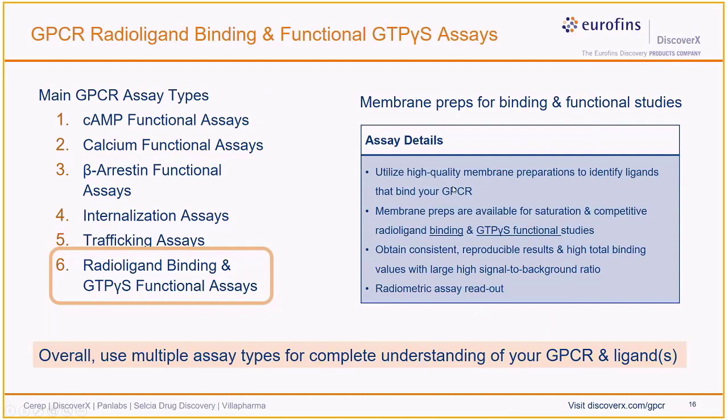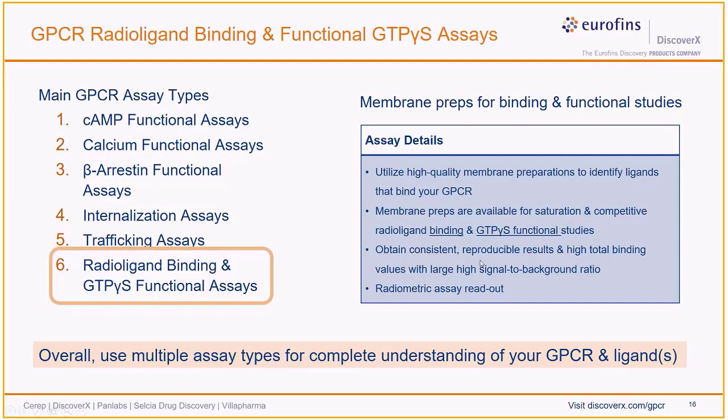And then finally, we have our membrane preps. These membrane preps are used for doing radioligand binding and GTP gamma S functional assay type of studies. They're single use, just like our assay ready kits, high quality membrane preps to identify ligands that bind to your specific GPCR. So you'll be looking at things like saturation and competitive analysis with your radioligand or GTP gamma S functional based assays.